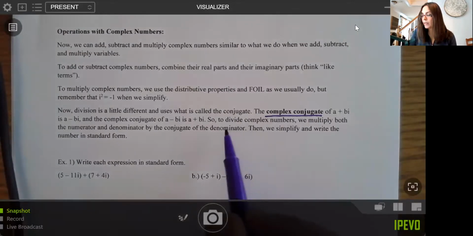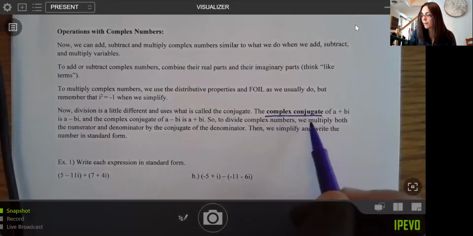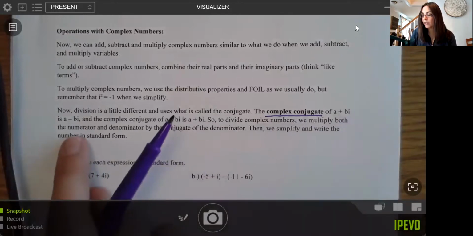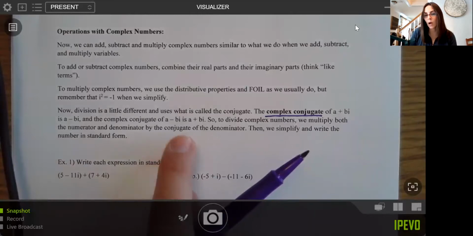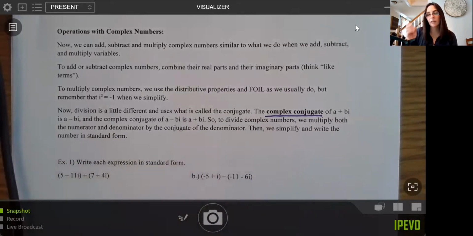And to divide complex numbers, what we're actually going to do is multiply both the numerator and denominator by the conjugate of the denominator. So we don't really have a long division process for complex numbers. Instead, we use the conjugate to help clear out that imaginary value in the denominator. And I'll show you how that works.